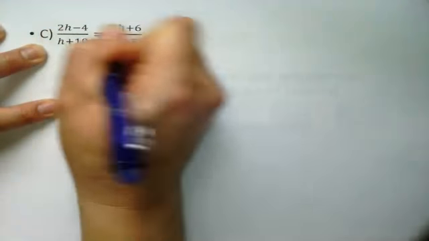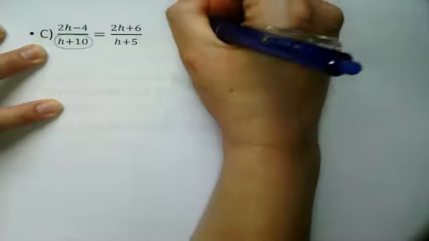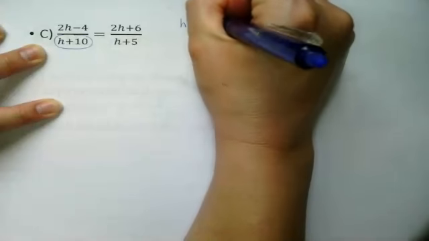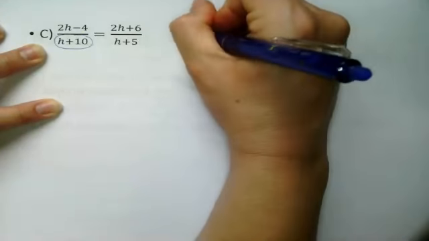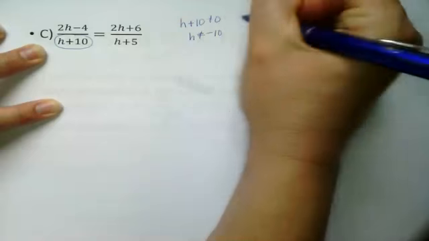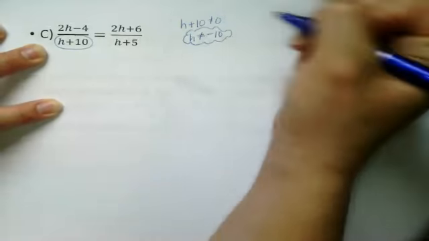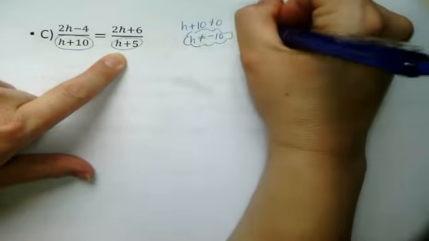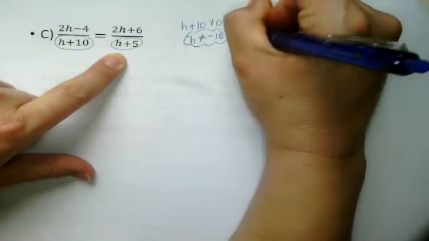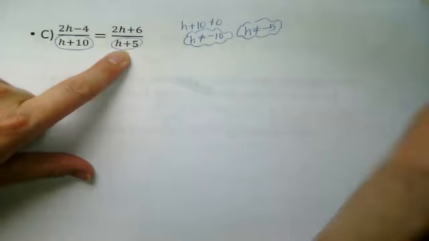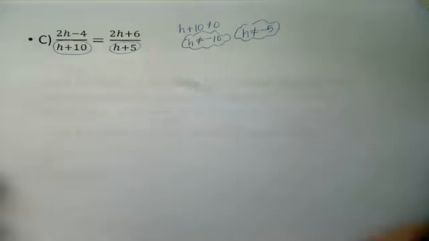So right off the bat, I'm going to look for any excluded values. Here we have h plus 10 cannot equal 0. So I'm going to move the 10 over, which basically says, hey, h is not allowed to be negative 10. And from here, same thing, h is not allowed to be negative 5. So just looking at those denominators, we want to pay attention right off the bat.